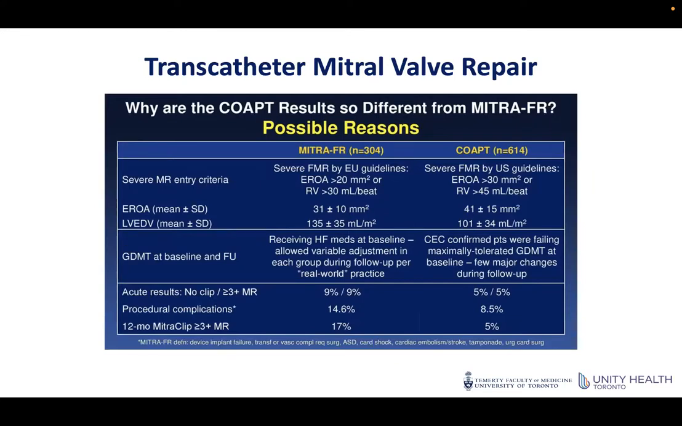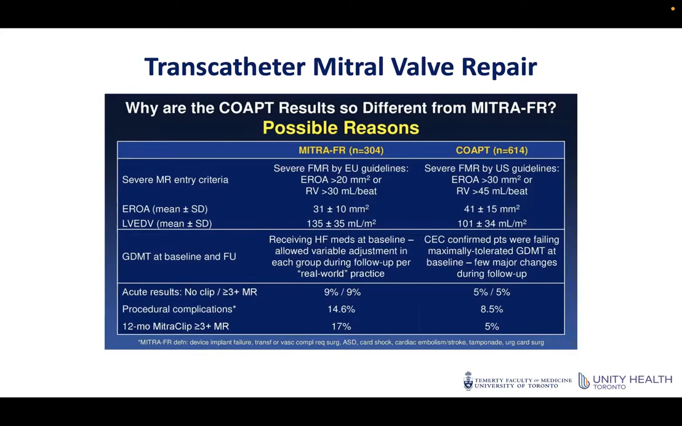And also the overall LV dimensions in terms of volumes were significantly larger in the MITRA-FR group compared to COAPT. In a way, meaning that those patients had larger ventricles, poor left ventricular function, and a lesser degree of mitral regurgitation, thereby potentially influencing why maybe in those patients there was not really any benefit of adding a MitraClip procedure.